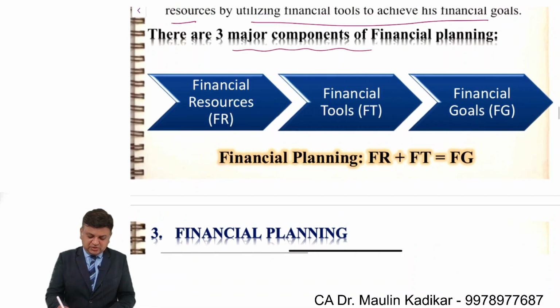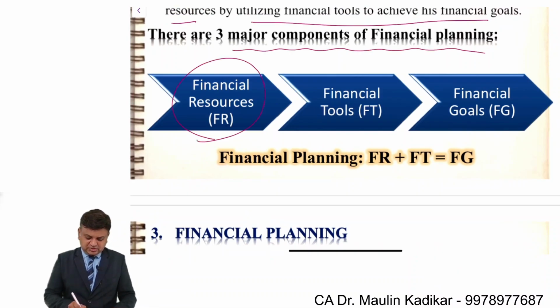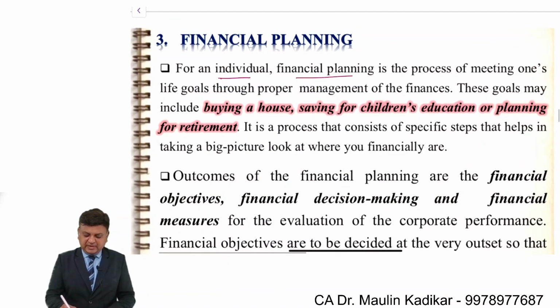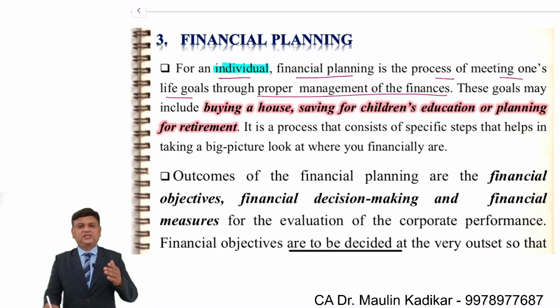There are three major components of financial planning: financial resources, financial tools, and financial goals. For an individual, financial planning is a process of meeting one's life goals through the proper management of the finances. So they have included even an individual also. We understand that retirement planning is the planning that an individual will have, and for your child, your son, daughter, the education planning that you have for them, and the marriage, you are having certain planning. That is what we understand as financial planning.